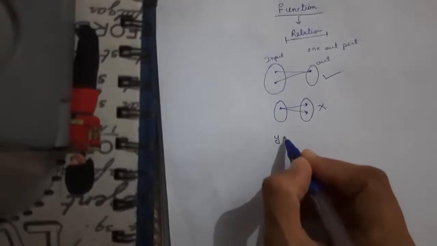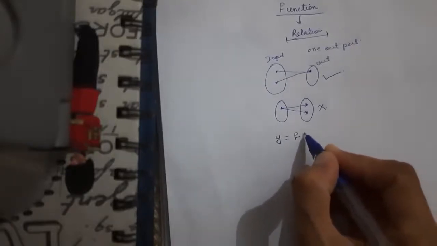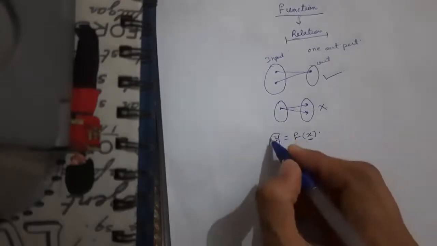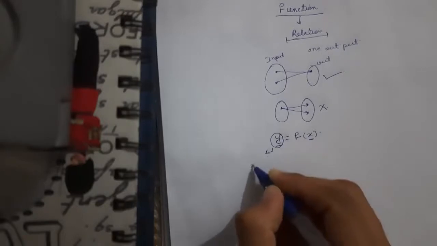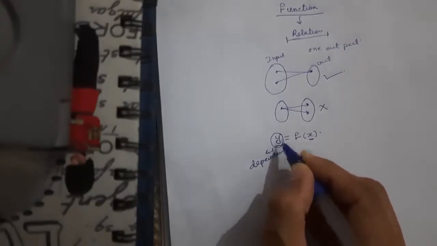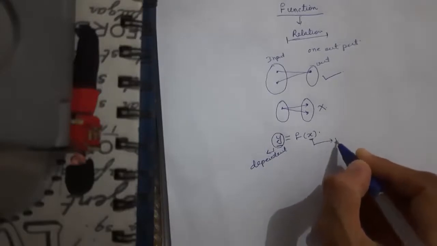Mathematically we represent the function as y equals f of x, that we have seen. This is your output, this is your input. This is called the independent variable, and this is called the dependent variable, because its value depends on x.